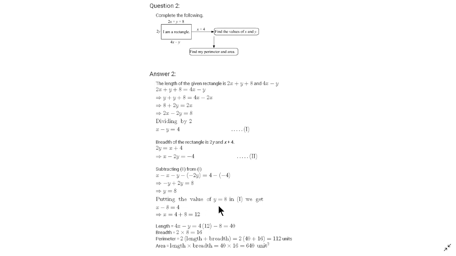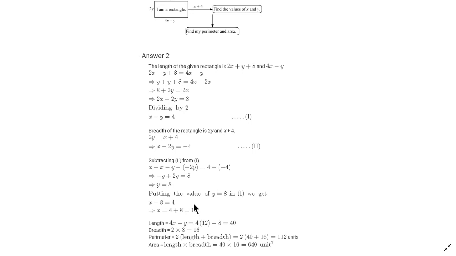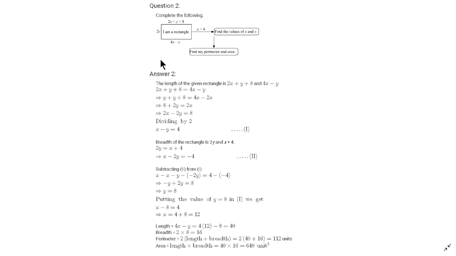Now put the value y is equal to 8 in equation number 1. We will get x is equal to 12. So these are the x and y values. Now our first work is done. Now they are asking for the perimeter and area. What is the perimeter of the rectangle? It is the summation of all these sides.